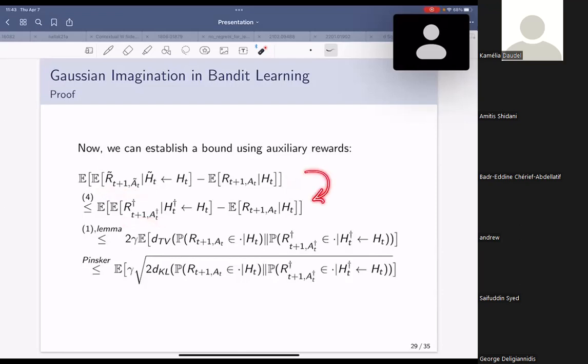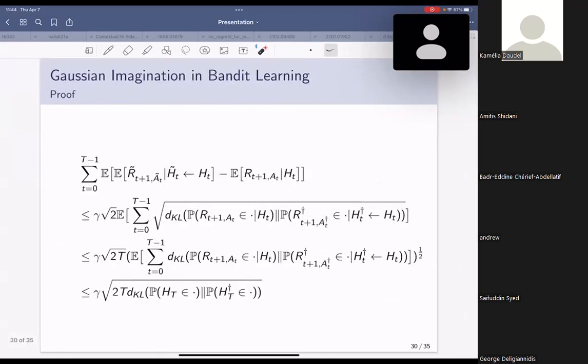So this inequality holds. And now, since R tilde is a discrete random variable, and R is also a discrete random variable, and both are bounded, we can use the previous lemmas. By the total variation lemma, we show that this inequality holds from line 2 to line 3. And then by using Pinsker's inequality, we can prove that the approximation loss is less than the KL divergence between the rewards of the true environment and the rewards of the auxiliary environment.